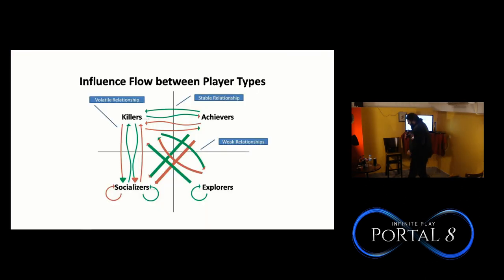So, this is the influence chart. I'm guessing that you cannot see it, so I will explain briefly. First of all, the explorers and the socializers, those circles here. To read this, every arrow that has a green body means that it exerts an influence based on the positive change of population. So when the explorer population increases, this makes the killers decrease, for example.